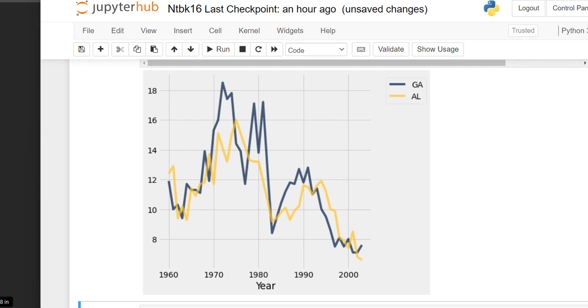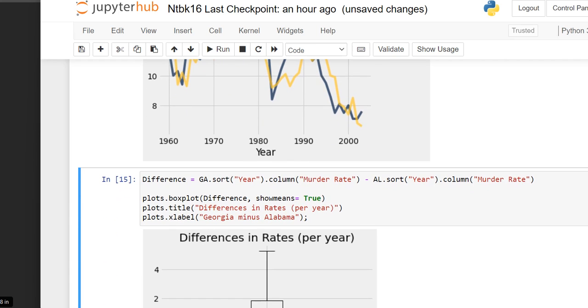And I hope you're thinking, well, normally I root for Georgia to win against Alabama, like in football games. Didn't think we wanted to win this particular one because these are murder rates, and it appears that a lot of the time the blue is higher than the yellow. So the hypothesis is going to be that Georgia has higher murder rates than Alabama.